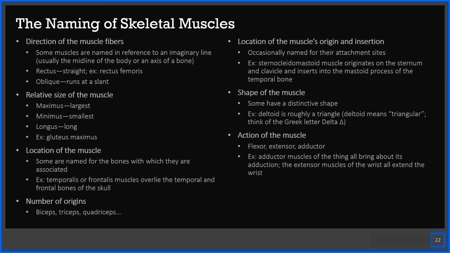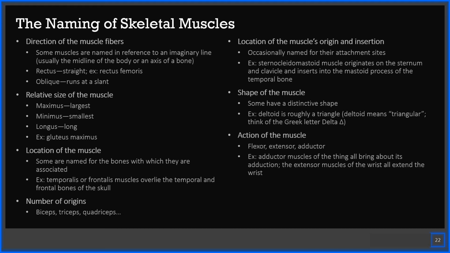And I think you can tell maybe from femoris that we're talking about the femur. An oblique, it runs at a slant. So a second thing to consider is the relative size of the muscle. So maximus versus minimus, maximus being largest, minimus being smallest, longest versus a short muscle in the same area. So the example is the gluteus maximus.